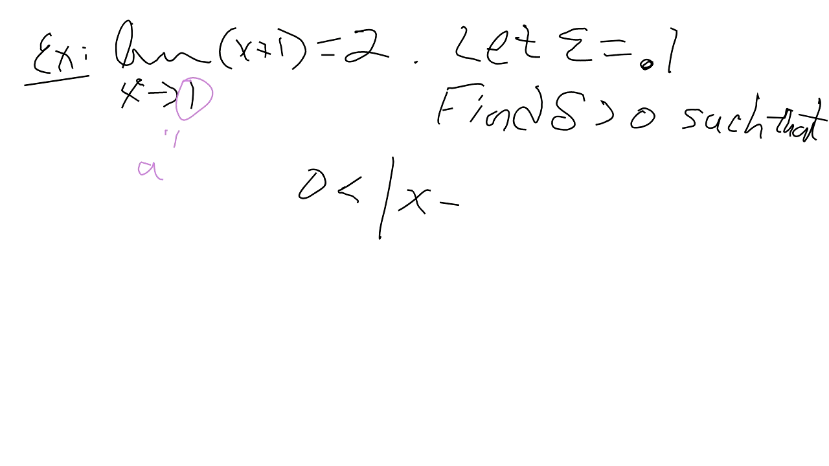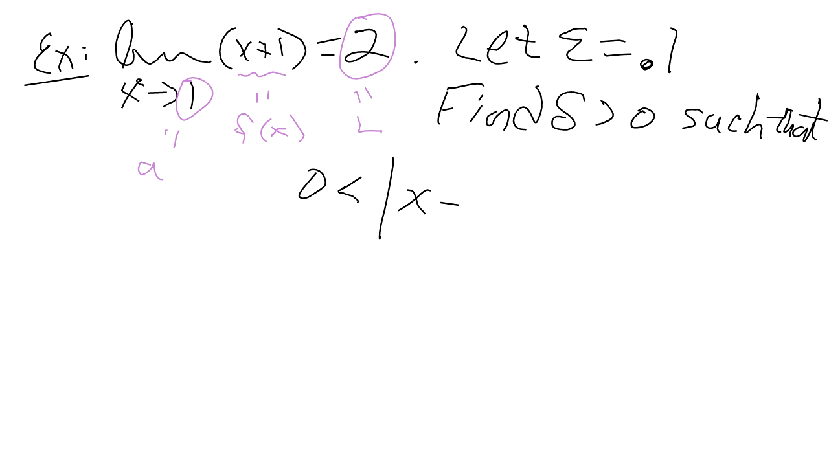And then 2 is L, right? And then right here, this is f of x. Okay. So now this is only for one particular value of epsilon, but on the formal definition, we have to do it for any such epsilon, but I'm going to show you how to do it in general.